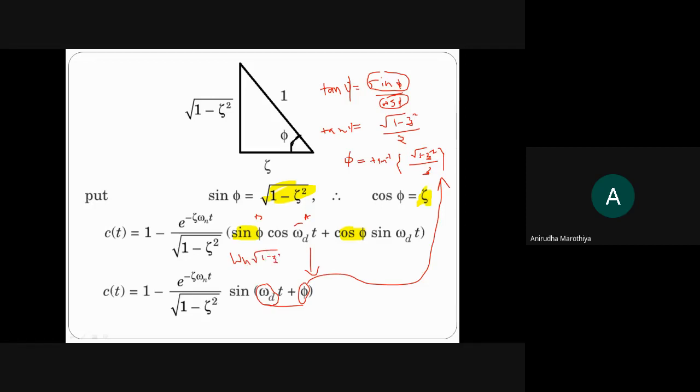So you can replace this also. We can replace this omega d as omega n under root 1 minus zeta square, and we can rewrite this phi as tan inverse under root 1 minus zeta square by zeta. So that expression indicates the final time response analysis of a second order control system when it is subjected to a unit step input function. So I want you to please note down this.